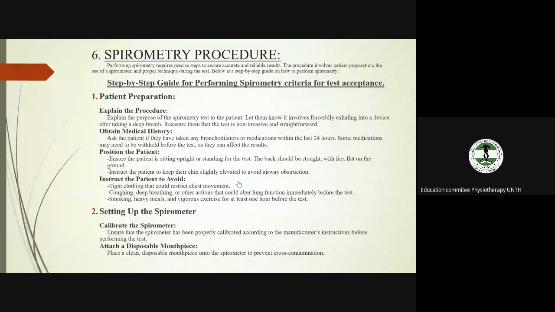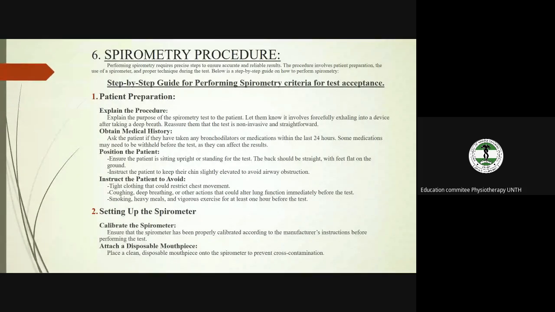When you want to perform spirometry, there are steps that will guide you. First of all, prepare your patient, explain the procedure to the patient, obtain consent from the patient. I'm about to do spirometry for you. Are you accepting it? If it's a baby, you ask the mother. Then obtain medical history. Ask the patient if they have taken any bronchodilator or medication within the last 24 hours. Some medications may need to be withheld before the test, as they can affect the results.